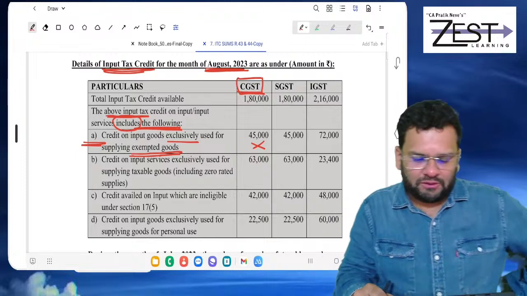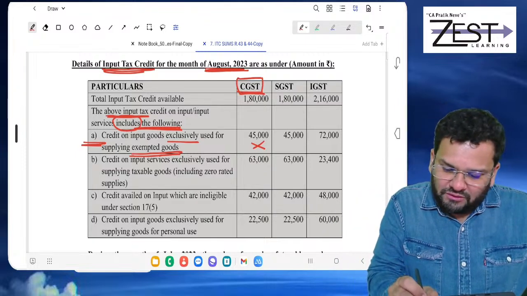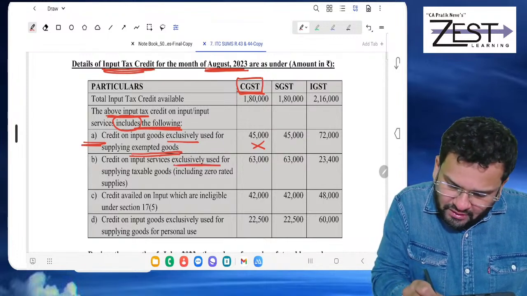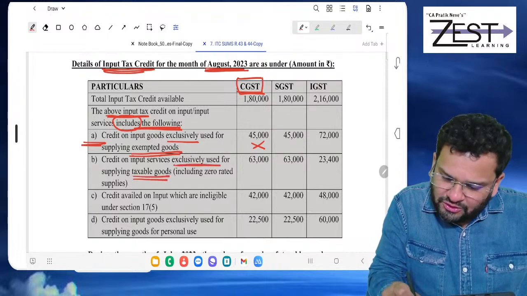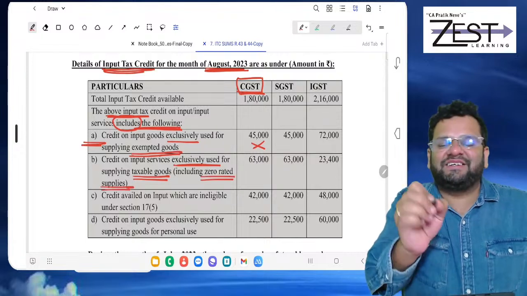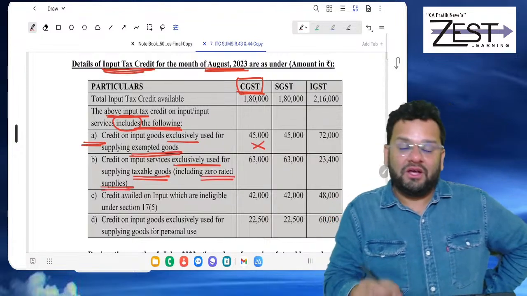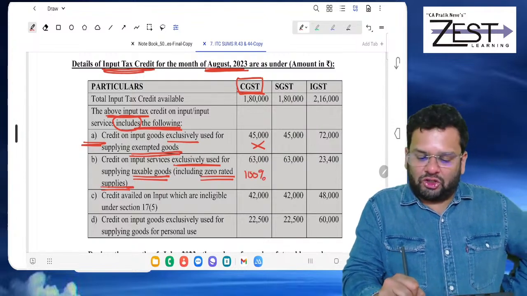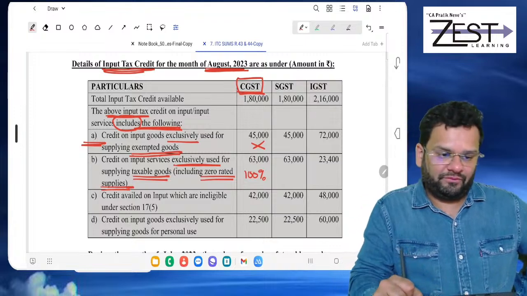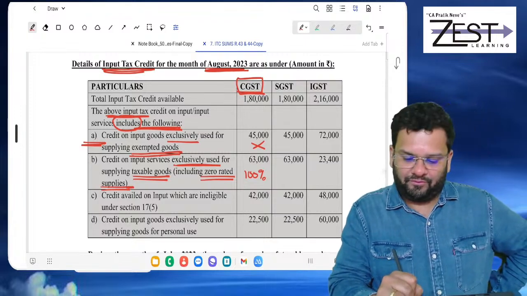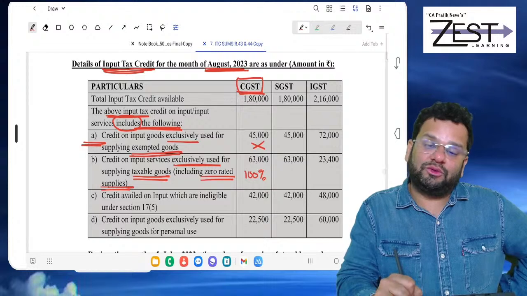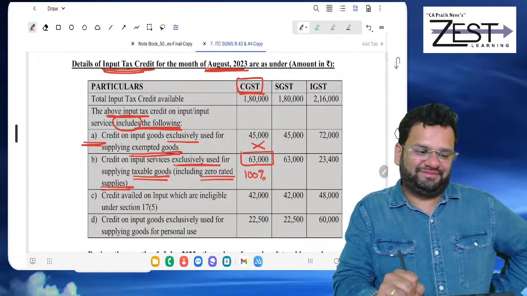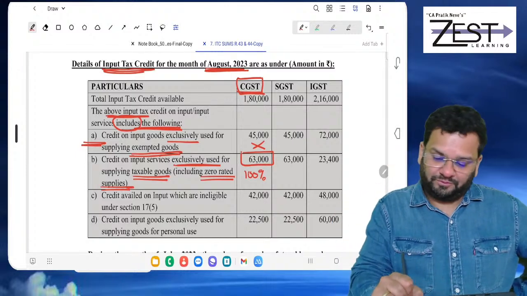What will happen for credit on input services exclusively used for supplying taxable goods including zero rated supplies? So of course on this ITC will be available to the extent of 100%. Do you agree with me that ITC will be available to the extent of 100%? Absolutely no problem. Yes.